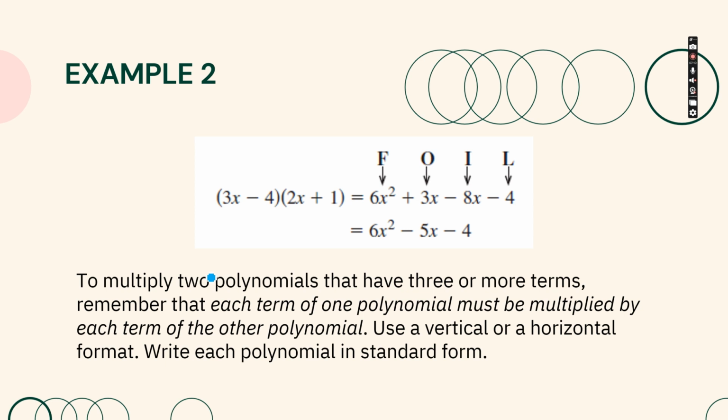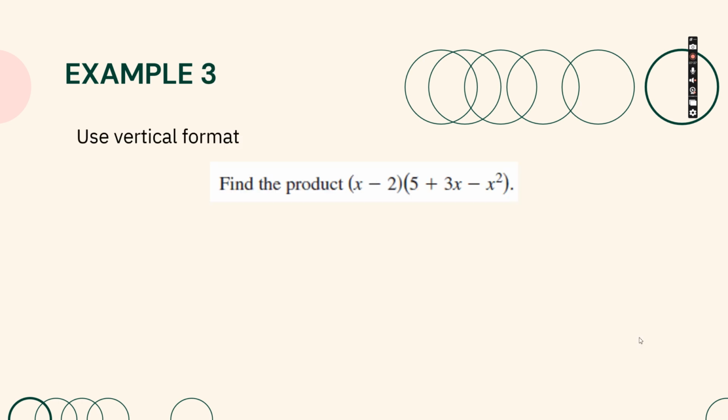Yes, true. To multiply two polynomials that have 3 or more terms, remember that each term of the polynomial must be multiplied by each term of the other polynomial. Use a vertical or horizontal format. So what are we talking about here? Vertical or horizontal format to multiply them, right, is what we're trying to figure out here.